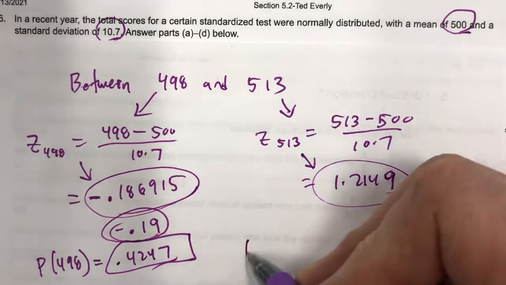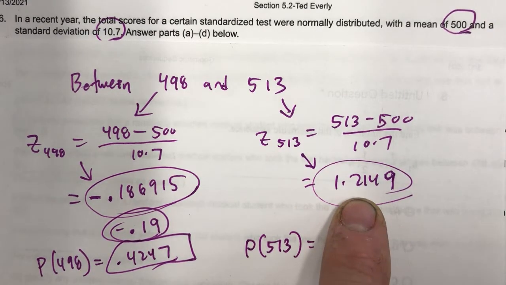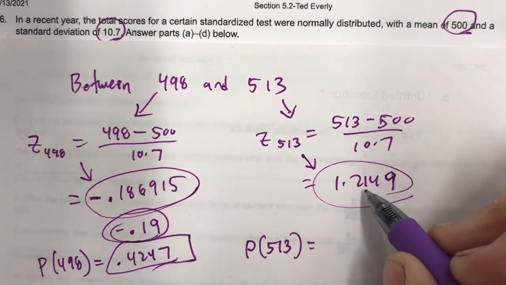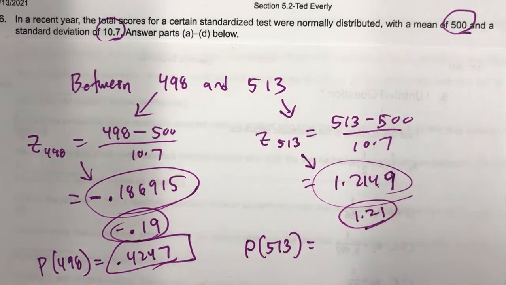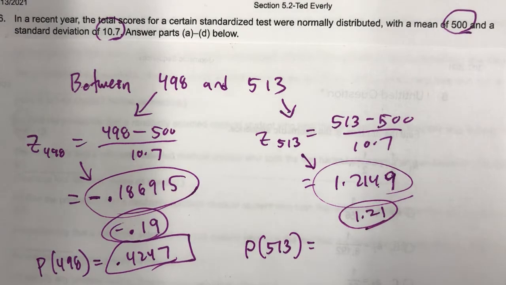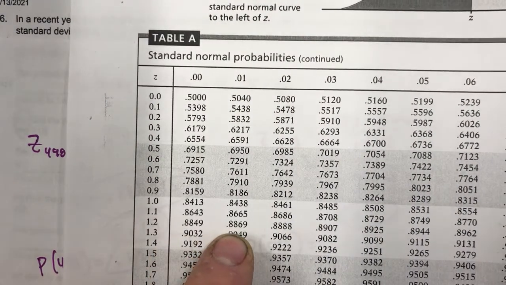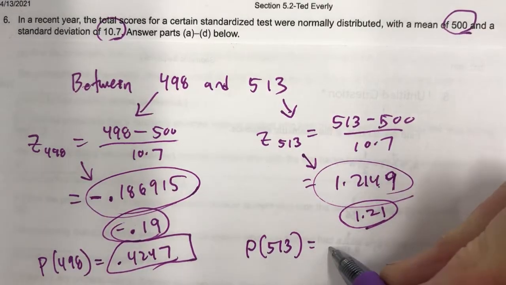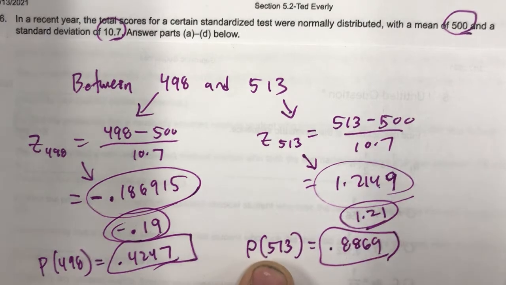Okay, now what's my probability for 513? Well, I look up this z-score, which is a 1.21. The 4 does not make the 1 go up, so I'm going to look up 1.21. All right, so 1.21 is right here, 0.8869. And there's my probability of that one.